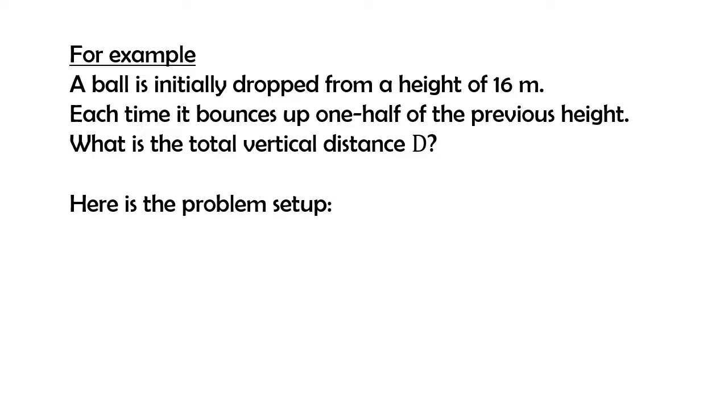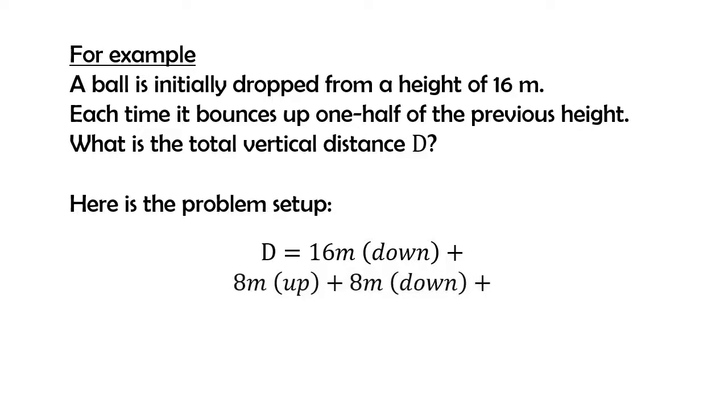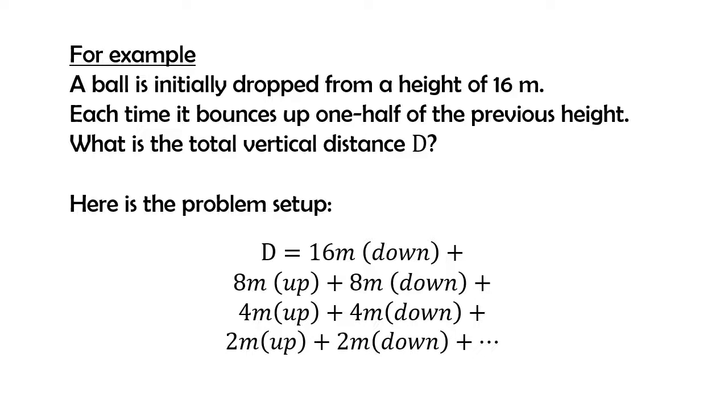So here's how we set the problem up. We start with the initial drop of 16 meters down. Then it's going to bounce back up 8 meters and then fall back down 8 meters. And then it's going to bounce back up 4 meters, that's half of 8, and down 4 meters. And up 2 meters and down 2 meters, and so on and so on and so on. The same pattern, taking half of the previous height each time, up and then down.